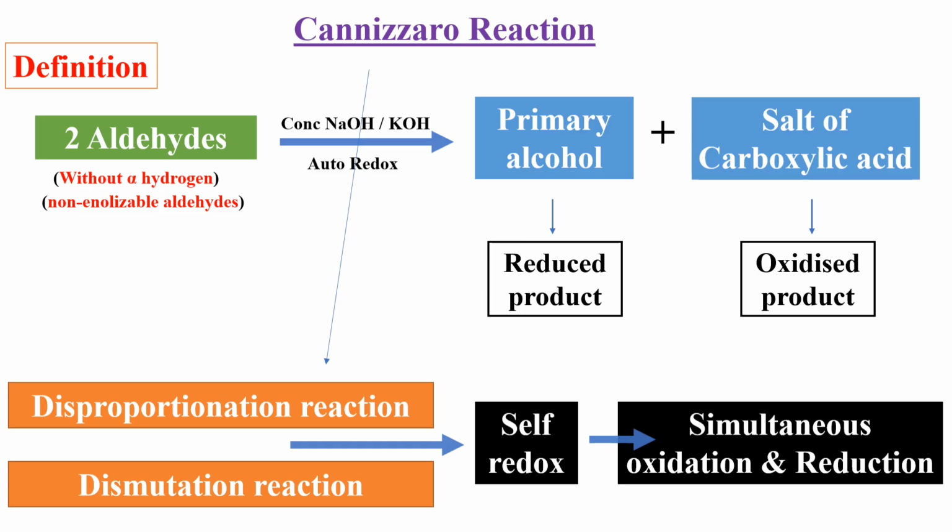Now we'll revise about Cannizzaro reaction. Already we have seen this. What is Cannizzaro reaction? Two aldehydes without alpha hydrogen atom can undergo auto-redox reaction in the presence of concentrated sodium hydroxide or potassium hydroxide. We are getting primary alcohol and salt of carboxylic acid. For Cannizzaro and crossed Cannizzaro we have taken the starting material as two aldehydes. In the case of Cannizzaro reaction the two aldehydes are the same, so we are taking two molecules of the same aldehyde, whereas for crossed Cannizzaro reaction we are taking two different aldehydes. That is the major difference between these two reactions.